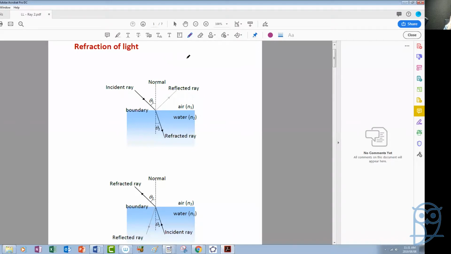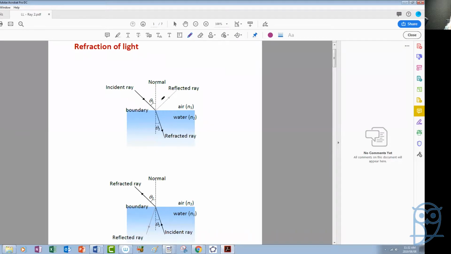So when light moves from one medium to another, then it changes direction. And the reason for that is because it changes speed. It travels with different speeds in the different media. So here we have this example. I'm not going to go into details, just to remind us so that we can solve a problem.